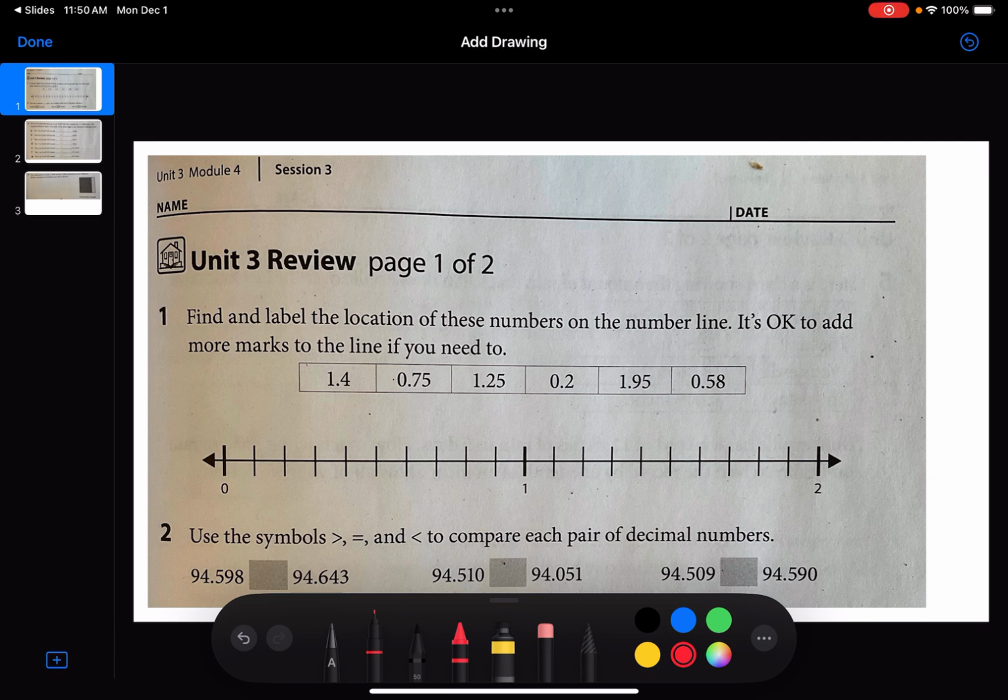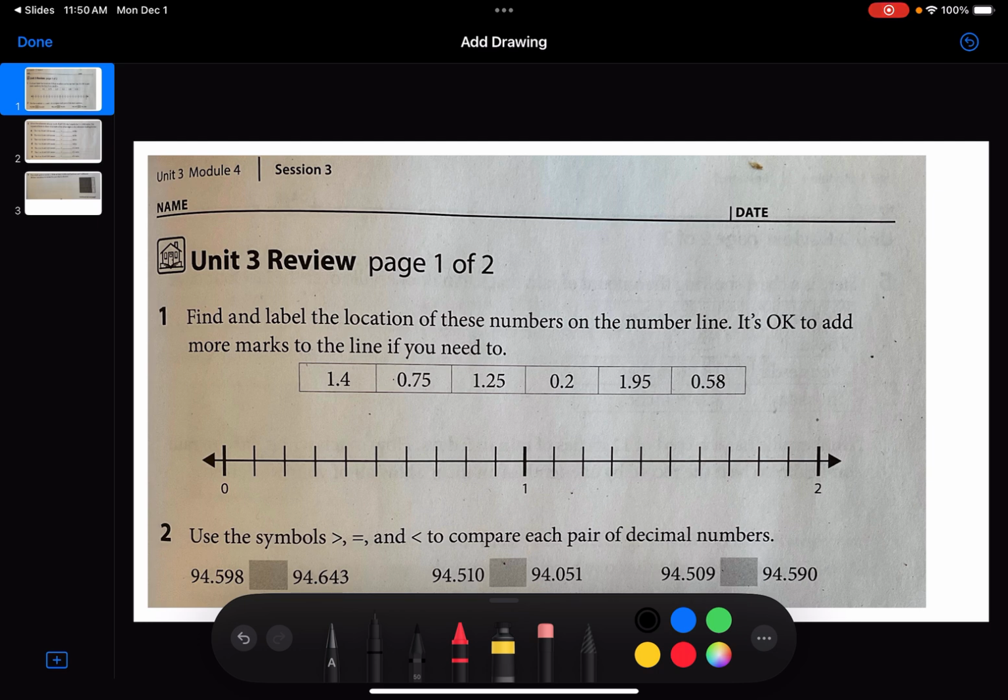Number 1, find and label the location of these numbers on the number line. It's okay to add more marks to the line if you need to. Well, I think I'm going to go ahead and do that because I see a 0 and a 1 and a 2. I'm going to go ahead and add half and 1.5 to the number line.